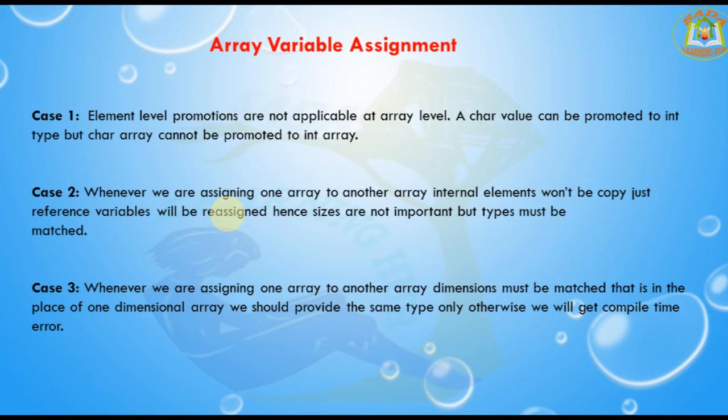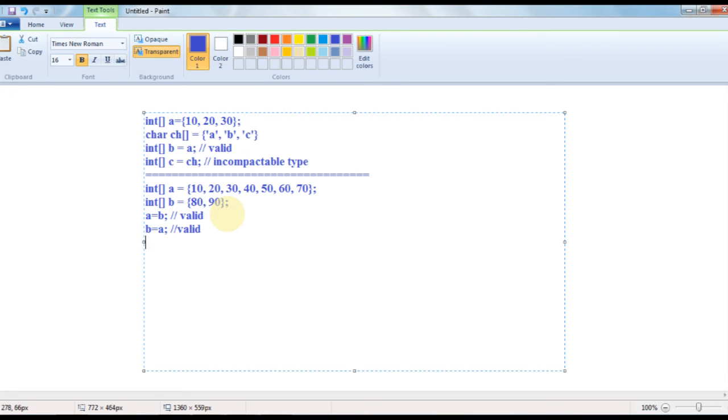Next, case 3. Whenever we are assigning one array to another array, dimensions must be matched. That is, in the place of a one dimensional array, we should provide the same type only, otherwise we will get a compile time error. I can show you one example.